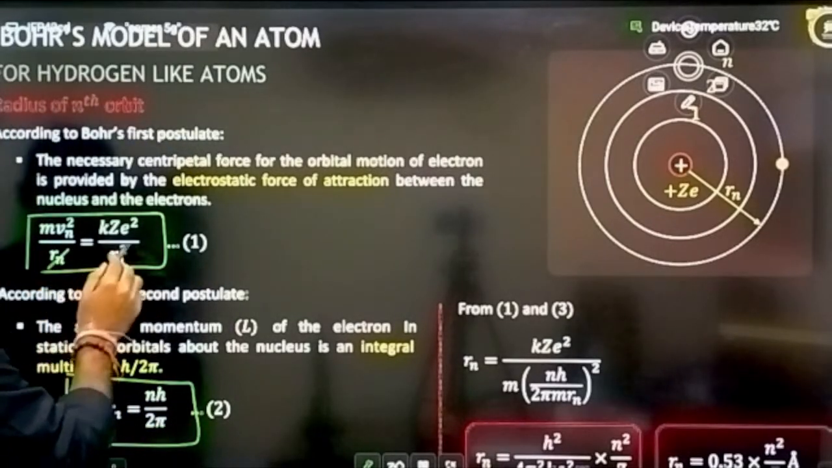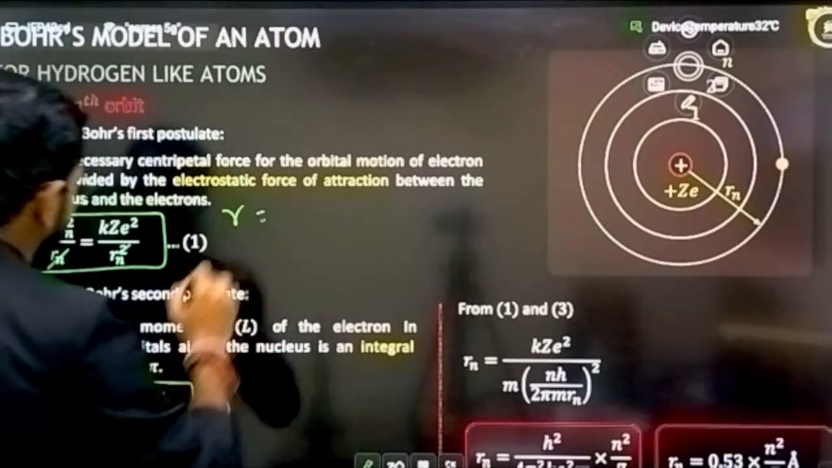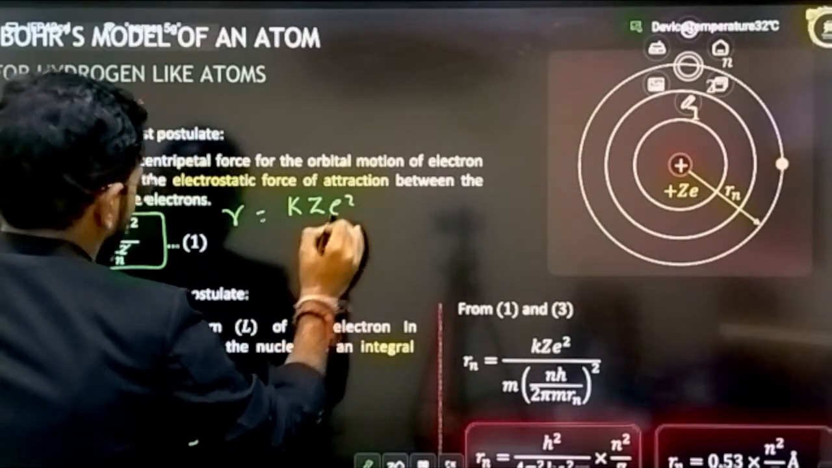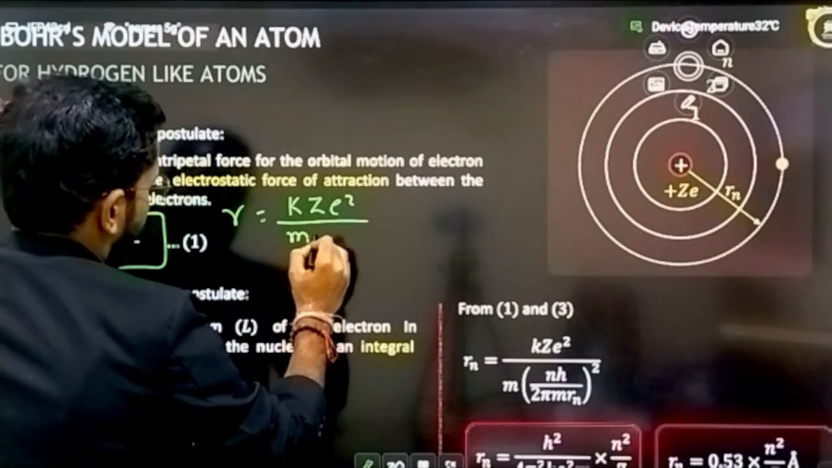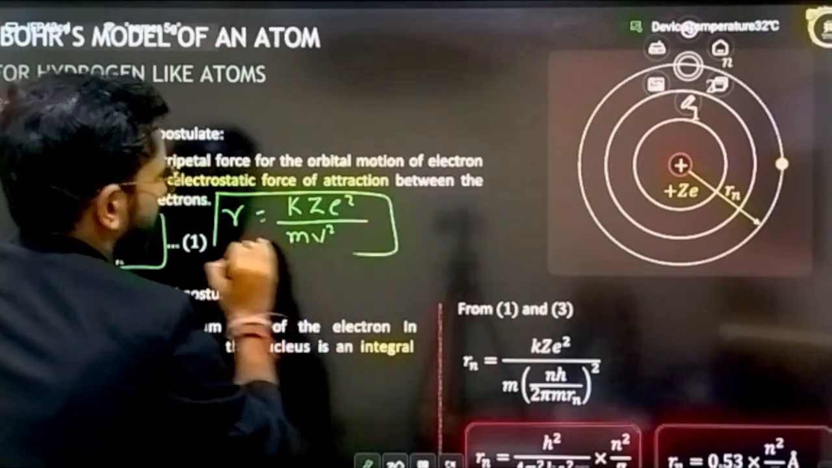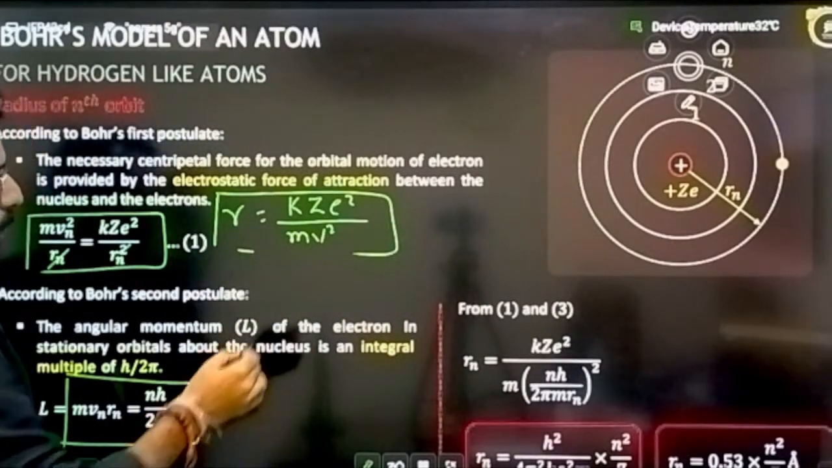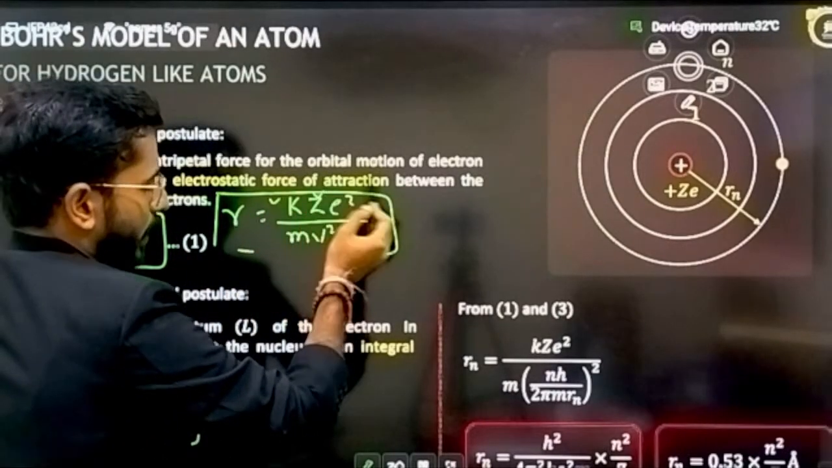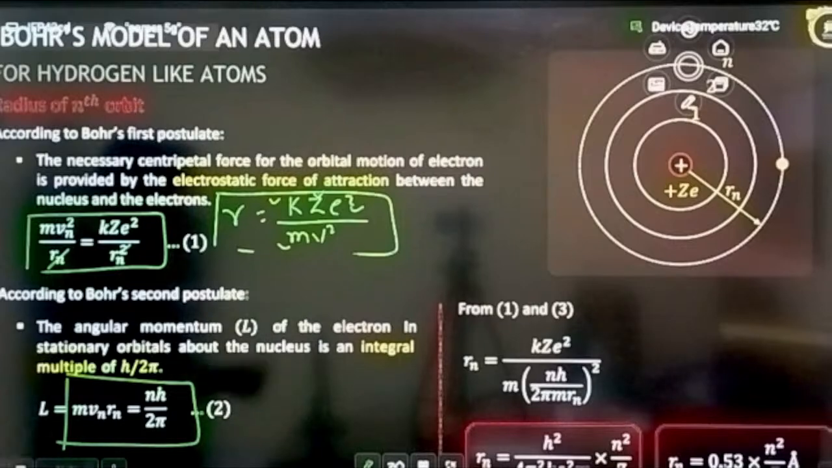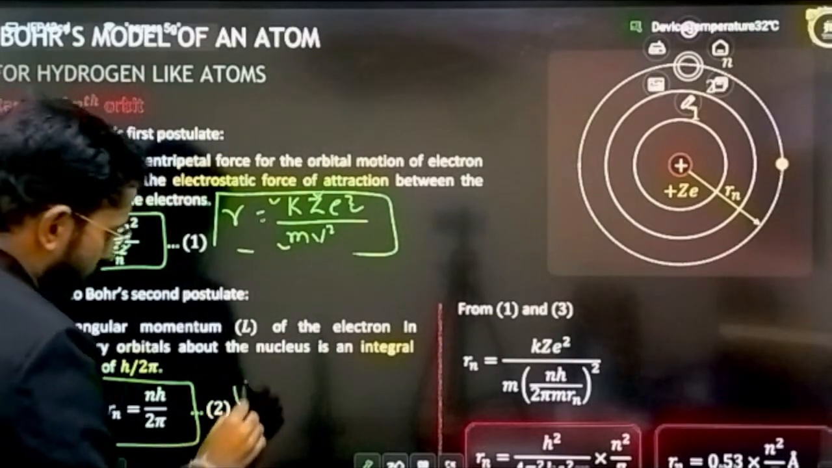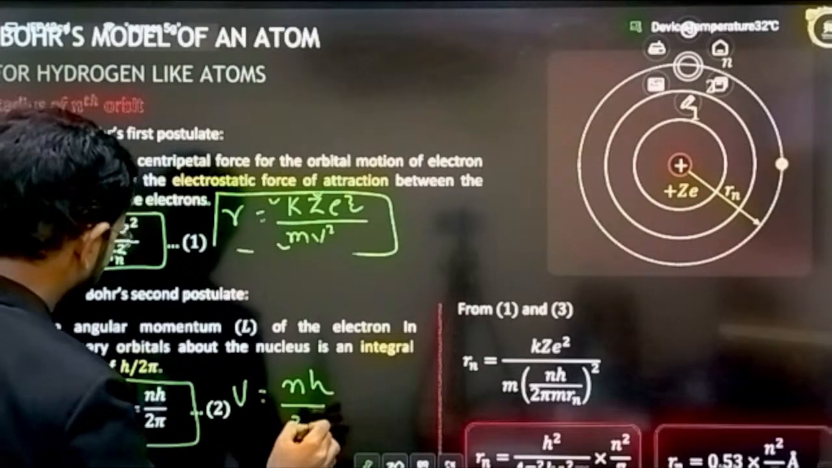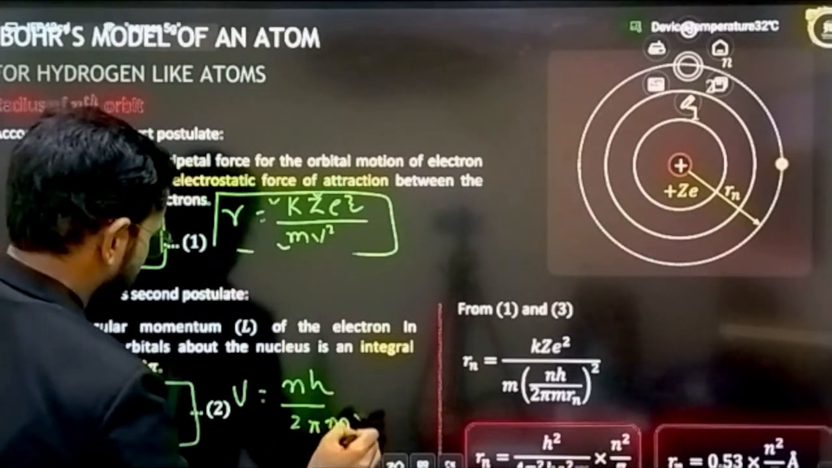From the first equation, r gets cancelled, and I can say r is equal to kZe square divided by mv square. What is the variable? I know the k value, I know Z for a hydrogen-like atom, I know e square, and I know the mass of the electron. What I don't know is the velocity. From the second equation I can write the velocity as nh divided by 2 pi into m into r.